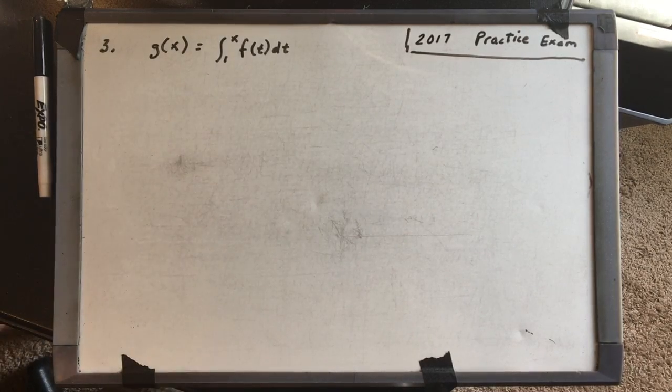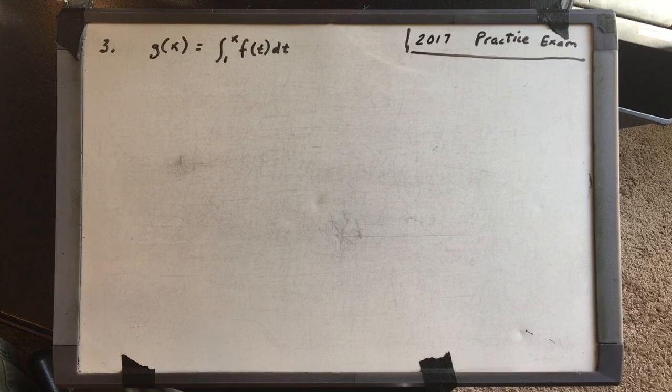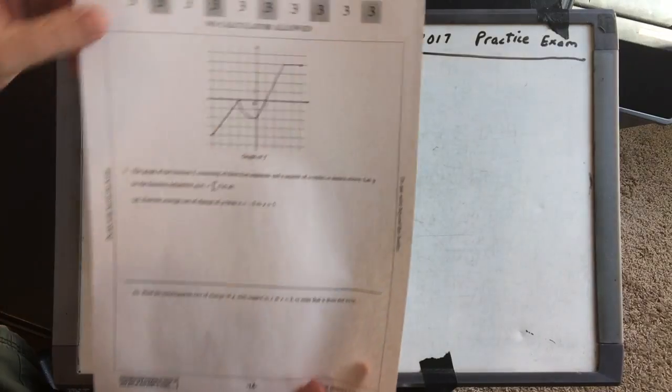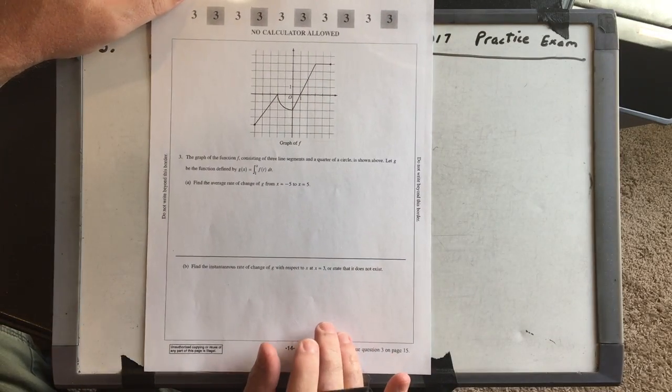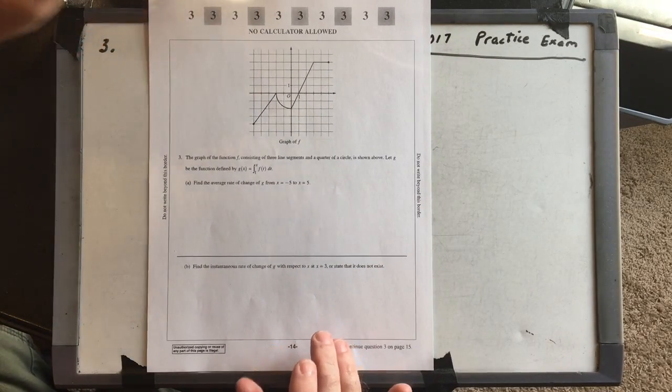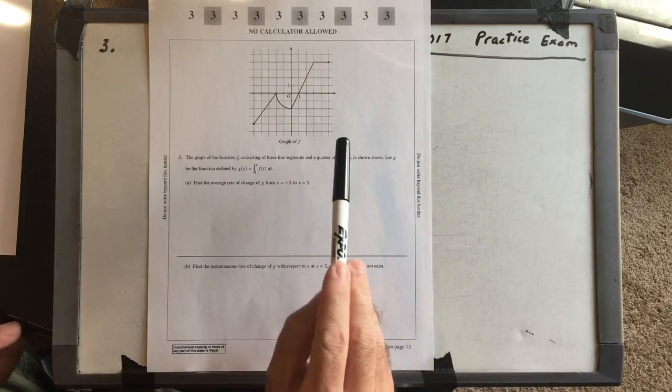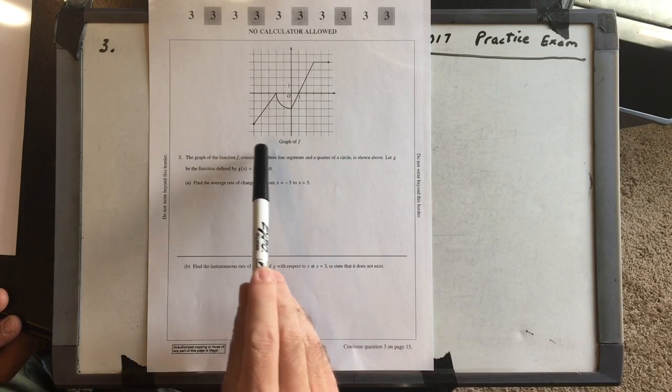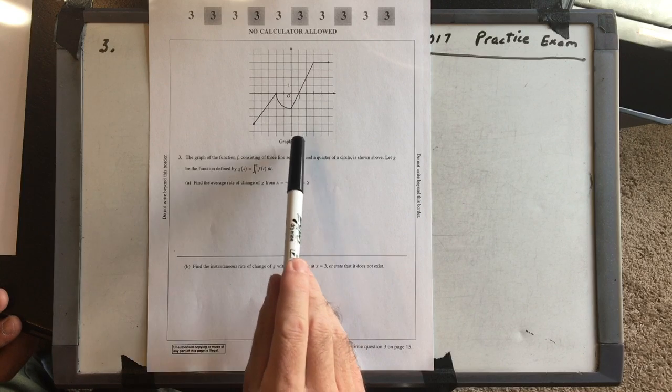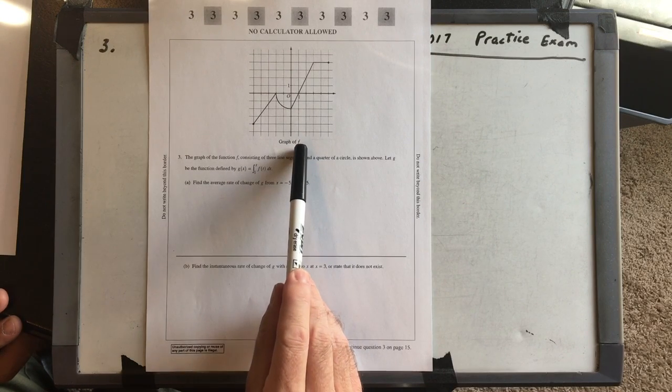Okay, this is the 2017 AP Calculus official practice exam. In this video, I'm going to cover number 3. I'm not going to draw the graph on the whiteboard; I'll just pull the paper underneath the camera as I need to. But this is a graph of function f.